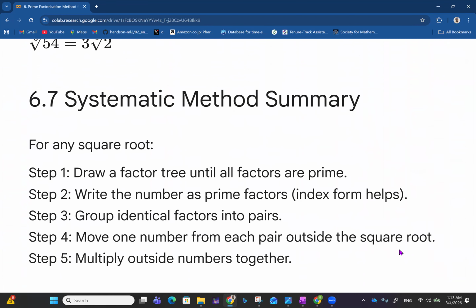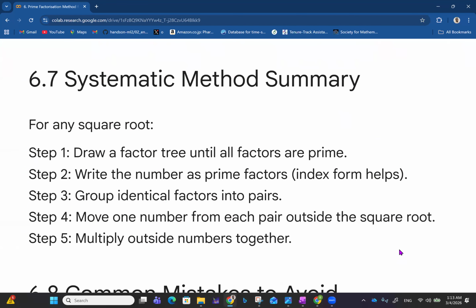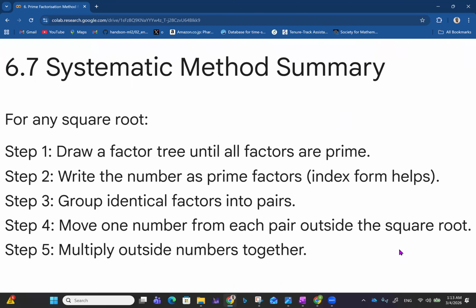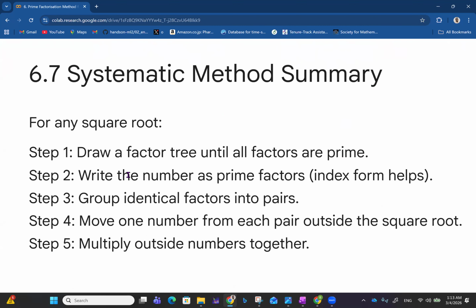So our systematic summary for this will be this. For any square root, you need to draw a factor tree until all factors are prime. Then write the number as prime factors. Index form will help in this case. Then group identical factors into pairs. That's for square roots. Then move one number from each pair outside the square root, like we've been doing. Then multiply the outside numbers together, and then multiply by the radical, and we are good.